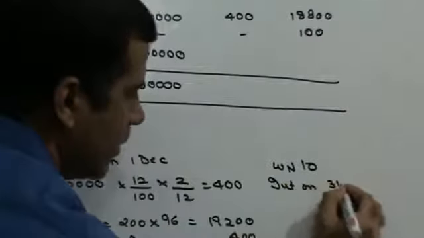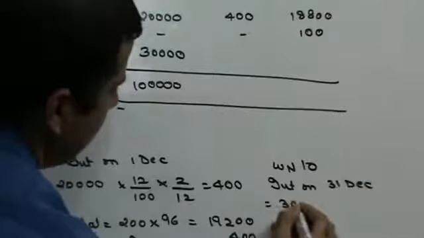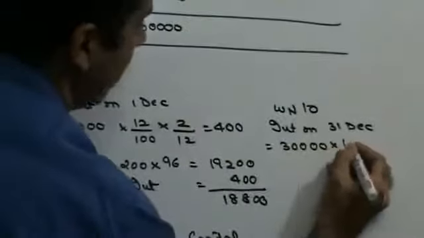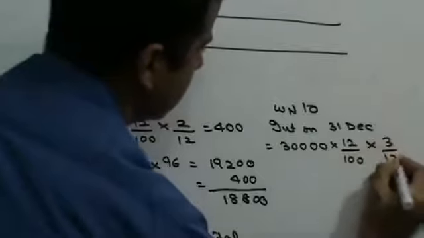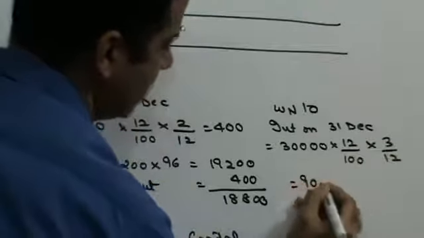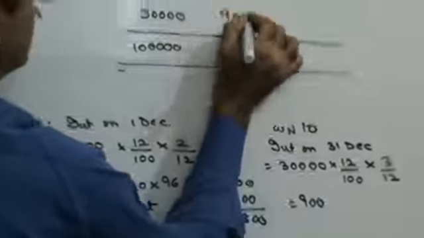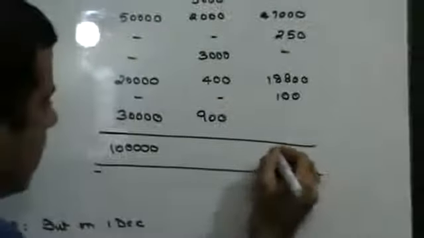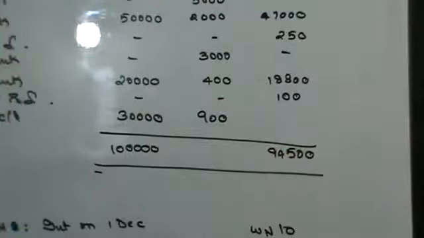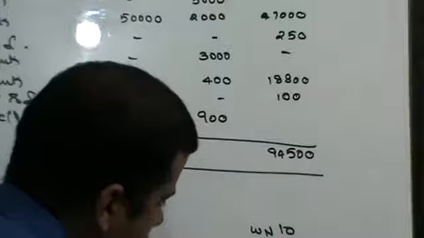Interest on 31st December. You have 30,000 at 12%. And you have the closest previous date, September. That means 3 months. Someone please help me calculate this. Interest is 900. Now, someone please tally the capital account. 94,500. Someone please help me get the difference. 28,350. Working note 11.